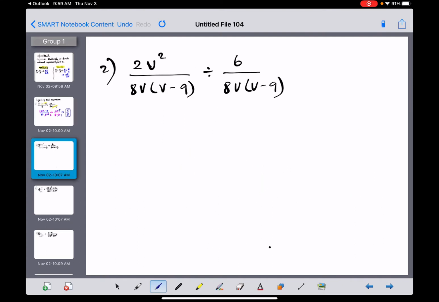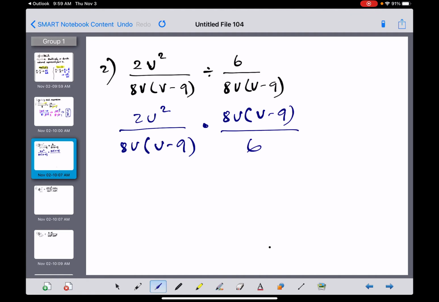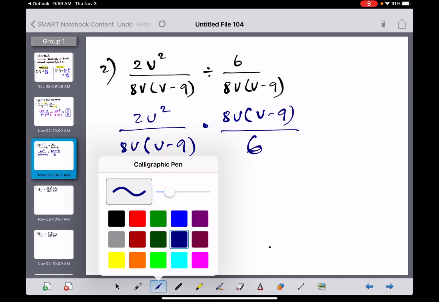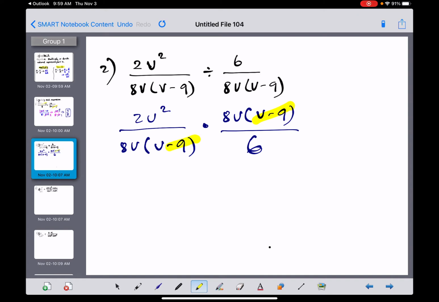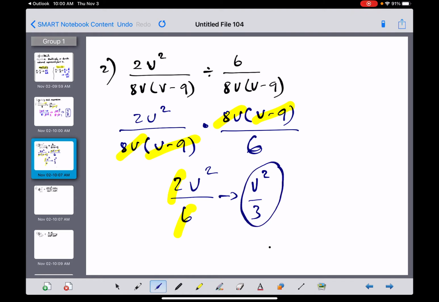In number 2 is division. So step 1, we're going to recopy everything except we're going to change division to multiplication and take the reciprocal of the second part. So 8v goes up and v minus 9, and the number 6 goes down. Okay, here if you look, the v minus 9 you can cancel out. The 8v you can cancel out. Then what we have is 2v squared on top over 6. And notice the 2 and the 6, you're allowed to cancel that out as well. Then that gives you v squared over 3. And that's your final answer. Okay.